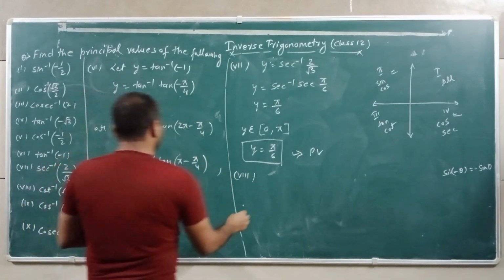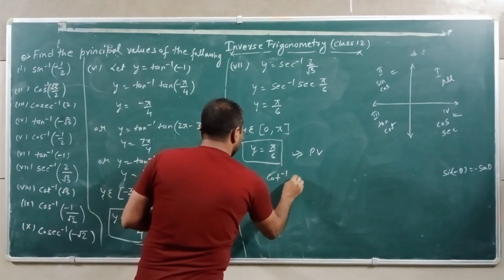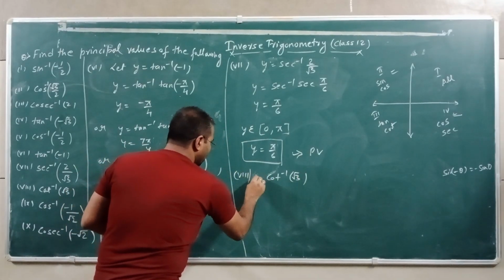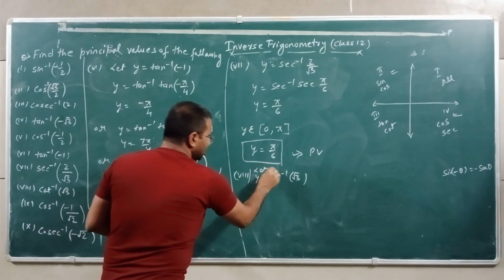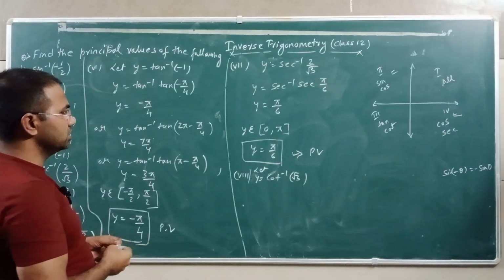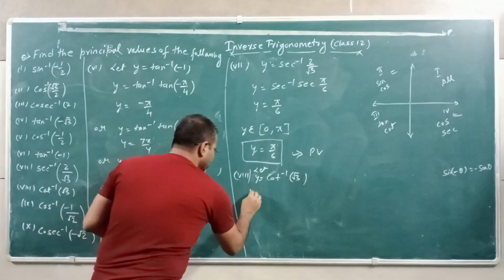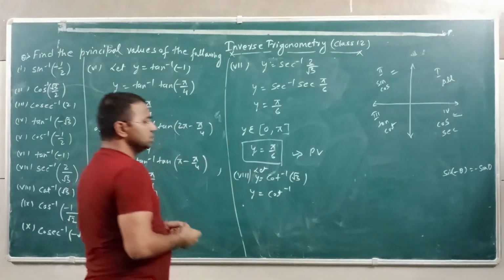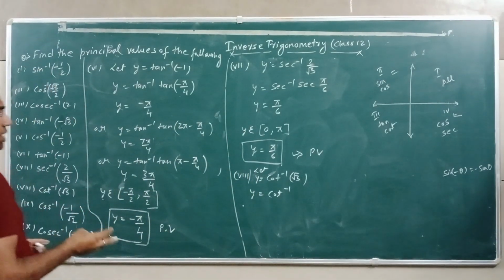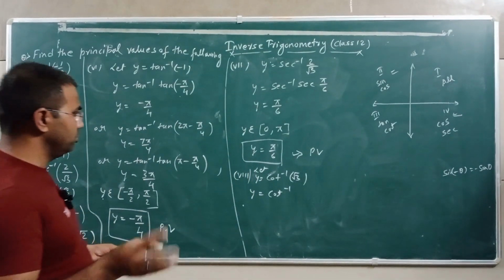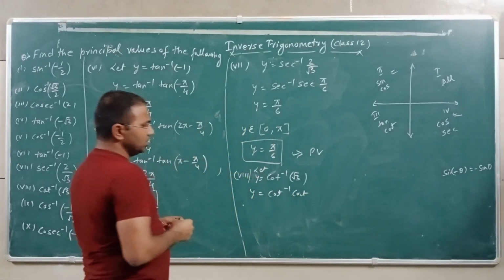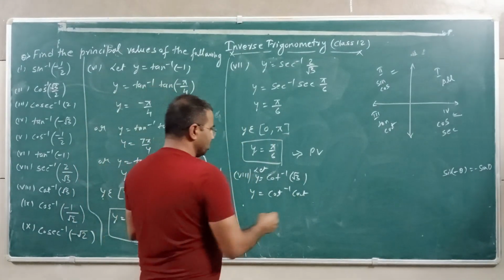Eighth one is cot inverse root 3. So let y is equal to cot inverse root 3. Now y is equal to cot inverse. At a 30-degree angle you will get the cot value root 3. So here you will write, and 30 degrees can be written in radian form as pi upon 6.